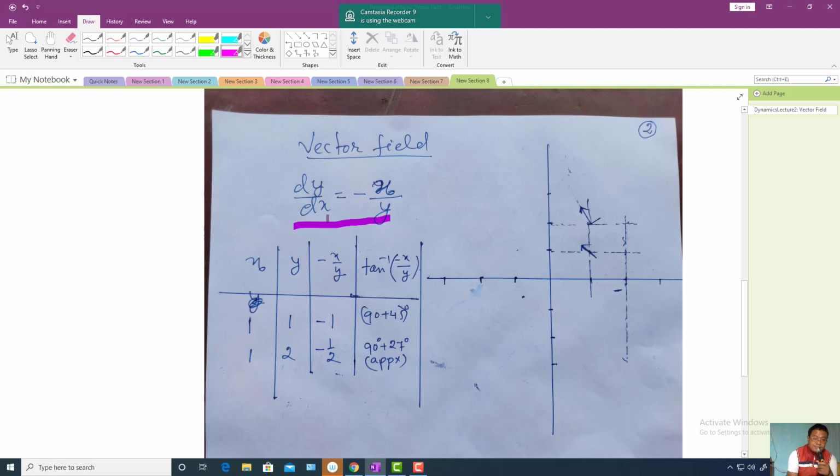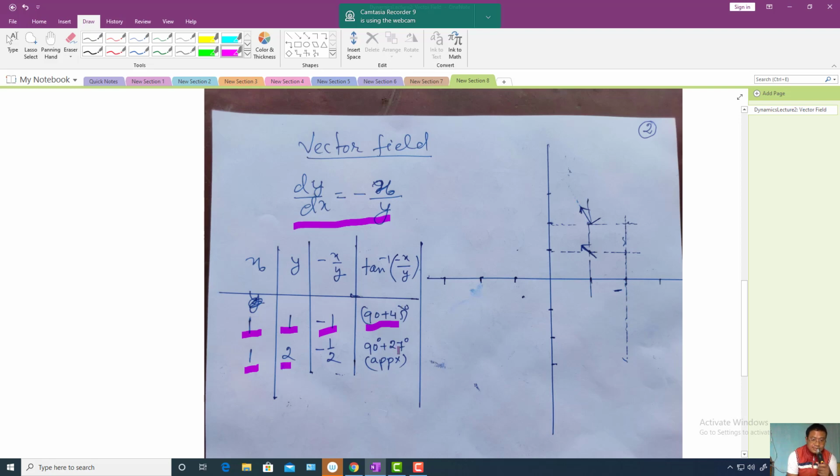Okay, and let us see. Then you try to draw the vector field. Let us see some example. Here you take different values of x, y. So here I am taking x is equal to 1, y is equal to 1. What is minus x by y? It is minus 1. So tan inverse of minus 1 is 90 degree plus 45 degree, and that is the direction of the tangent. Okay, and when you take x is equal to 1, y is equal to 2, this is minus half.